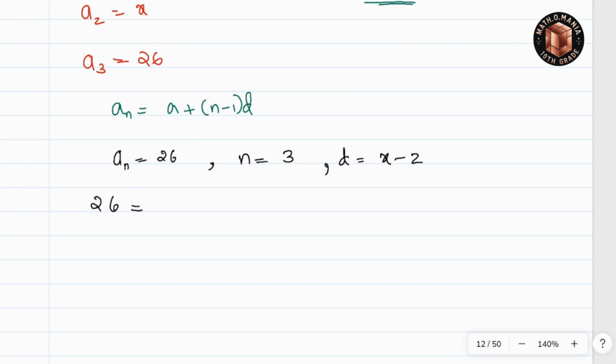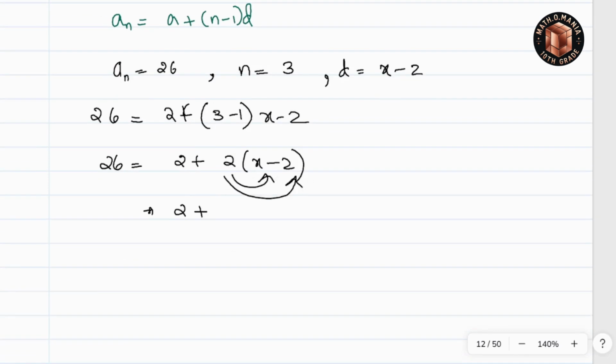That is, 26 is equal to, what's the A here? Given A equals 2. 2 plus, what is n minus 1? n equals 3, so 3 minus 1, into d equal to x minus 2. That is 26 equals 2 plus 2 into (x minus 2). Here we have to open the bracket, that is 2x minus 4, right?